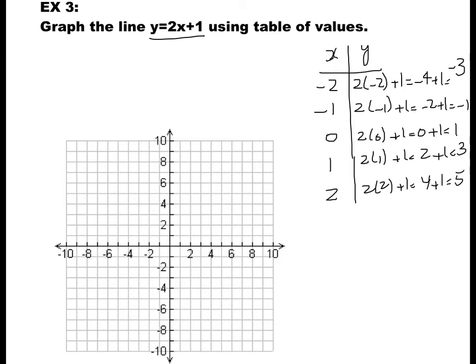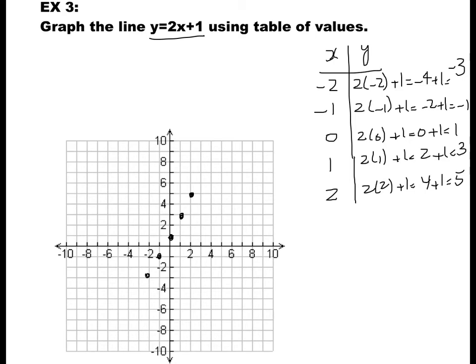Now I have 5 pairs of points that I have to plot, and then I can connect them together to get a line. So the first one is x is -2, y is -3, which is going to be this point. When x is -1, y is -1, which is this point. When x is 0, y is 1, which is this point. When x is 1, y is 3, which is this point. When x is 2, y is 5, which is going to be this point.